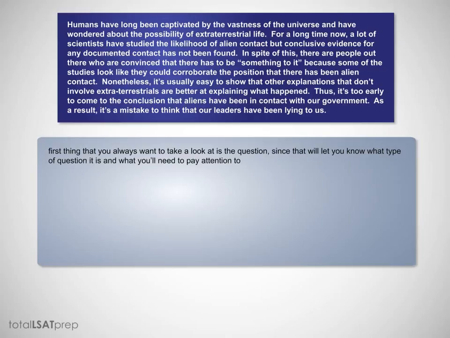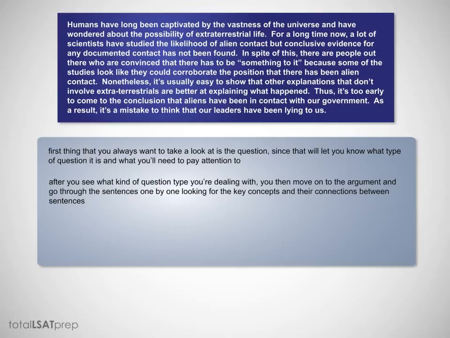So we're simply going to read through it carefully to determine the conclusion and how the premises support the conclusion. Once again, we'll be looking at this argument a lot more closely than I expect you to do on the actual test. The reason being that my aim here is to illustrate how to best approach more complicated arguments. After you see what kind of question type you're dealing with, you then move on to the argument and go through the sentences one by one, looking for the key concepts and their connections between sentences.